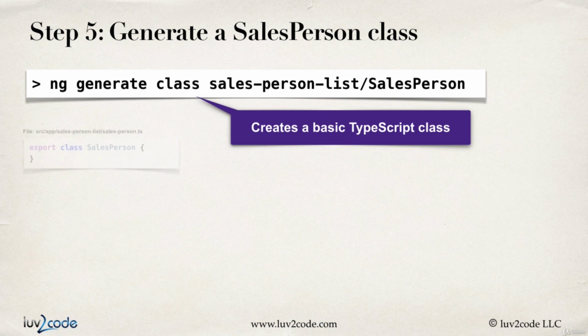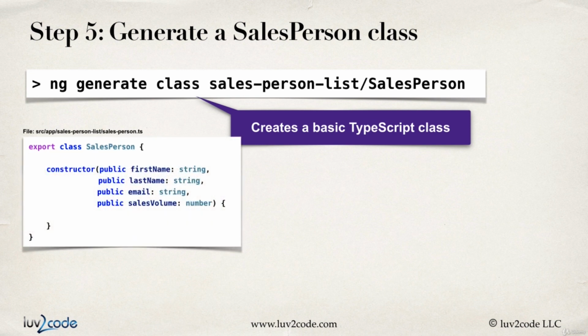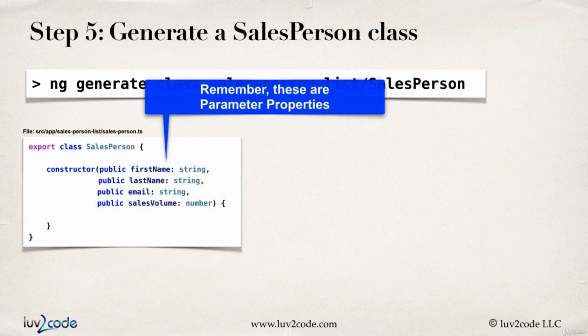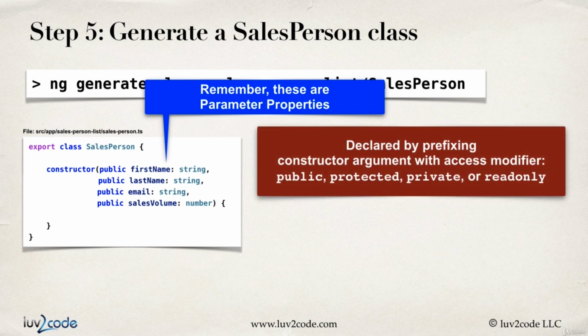Now this class that it creates though, it's a very basic file. There's nothing here, but we can actually enhance it by adding some of our own code here. So I'll create my own constructor and I'll make use of parameter properties here. So the parameter properties for first name, last name, email, and sales volume. Now I know these are parameter properties because they're declared by prefixing the constructor argument with an access modifier. So the access modifiers you can use are public, protected, private, or read-only.